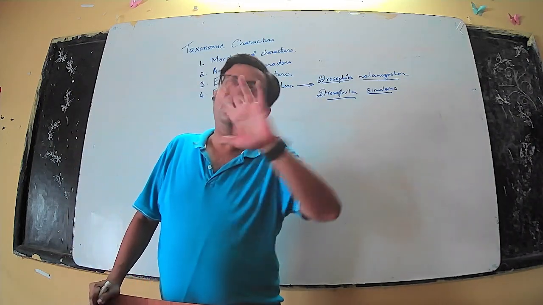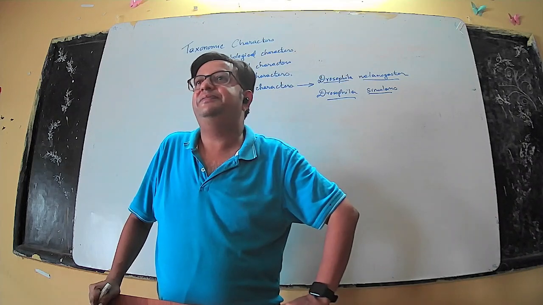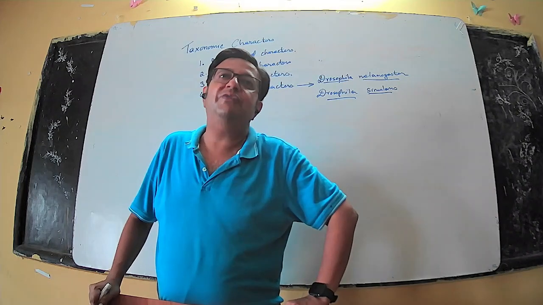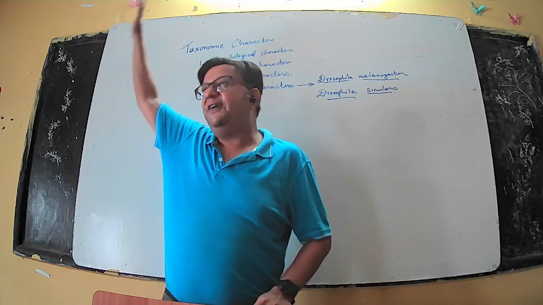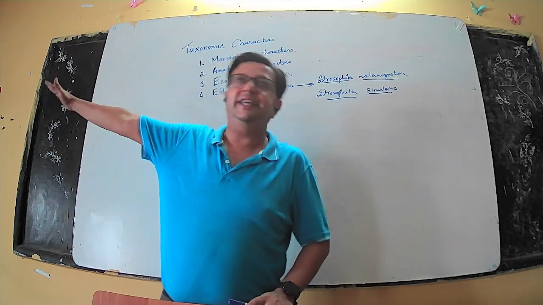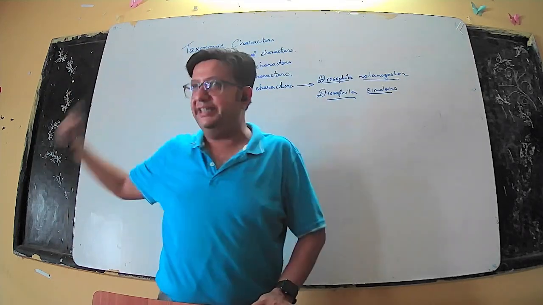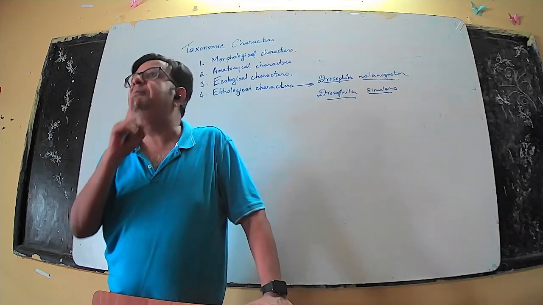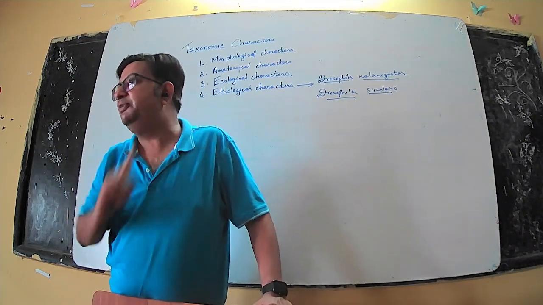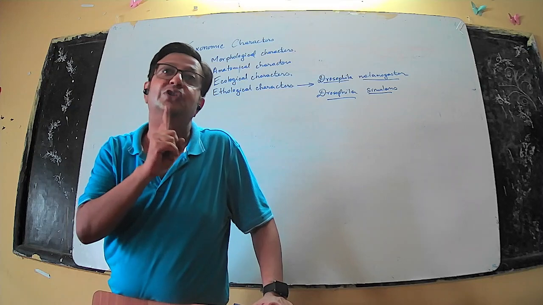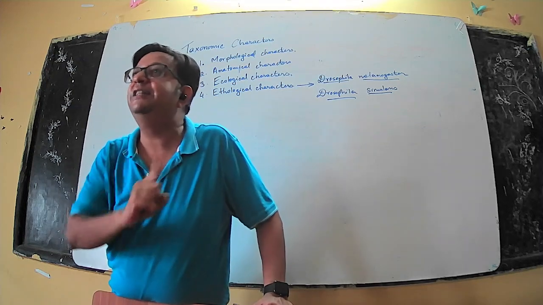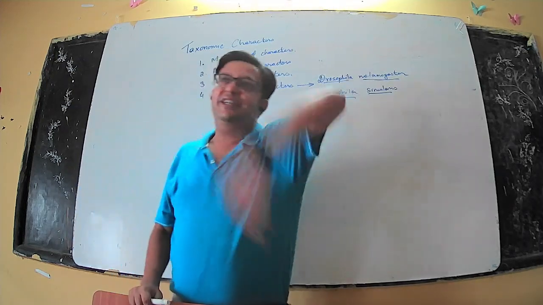So they have a special pattern of this dance. The male first lifts its wing in this direction, then in this direction, then goes behind the female. Then the female understands that that male wants to mate with her. This is what happens in Drosophila melanogaster. In simulans, the dance is different. They do it in a different pattern.